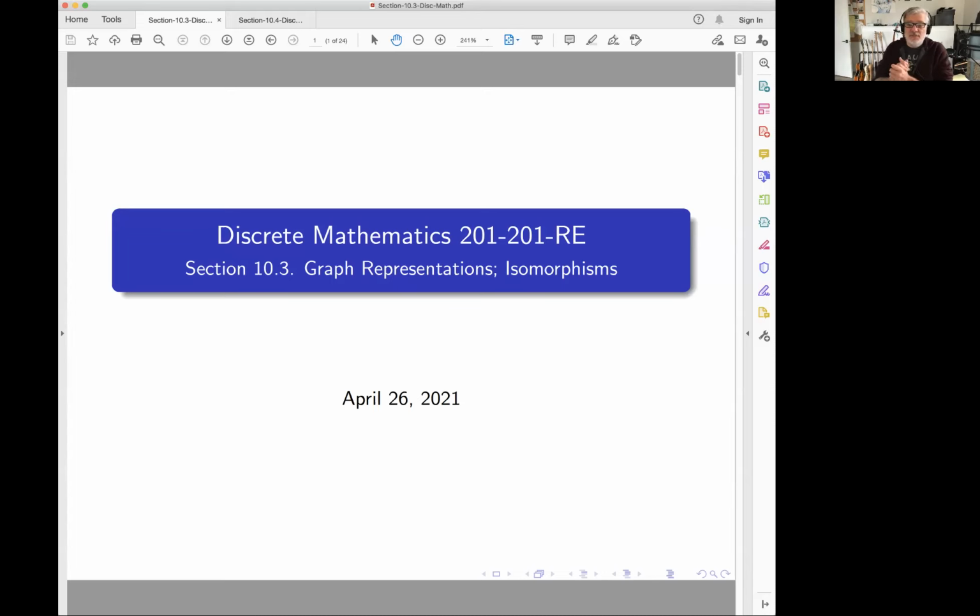I started chapter 10, graph theory, and gave you some basic definitions. I will continue today with more definitions. I don't have many results to show you up to this point. It'll come.